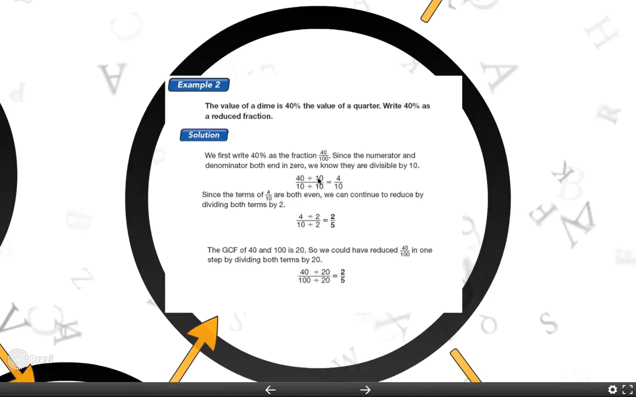But we do 40 divided by 10, which equals 4, and then 100 divided by 10, which equals 10. And since 4 and 10 are both even, we can actually still divide by 2 again. So 4 divided by 2 equals 2, and then 10 divided by 2 equals 5, right? So actually our greatest common factor between 40 and 100 is 20. So we could have just saved some time and divided by 20. 40 divided by 20 is 2, and 100 divided by 20 is 5.